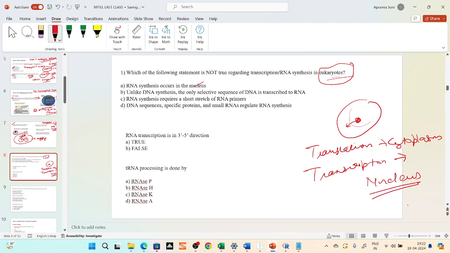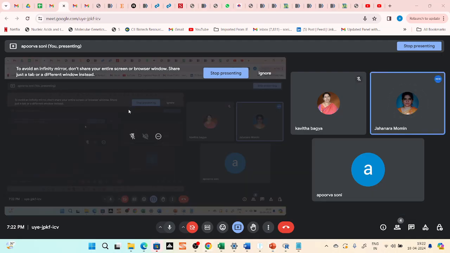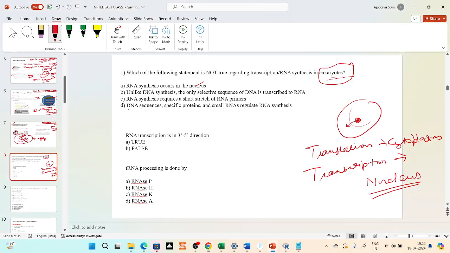Fine. The second statement is: unlike DNA synthesis, only a selective sequence of DNA is transcribed to RNA. This is also right. Why? Because we have dealt with this concept in detail when we were doing this chapter. In DNA, if this is your double-stranded DNA, then both the strands serve as a template for the synthesis of DNA. Both the strands serve as a template.